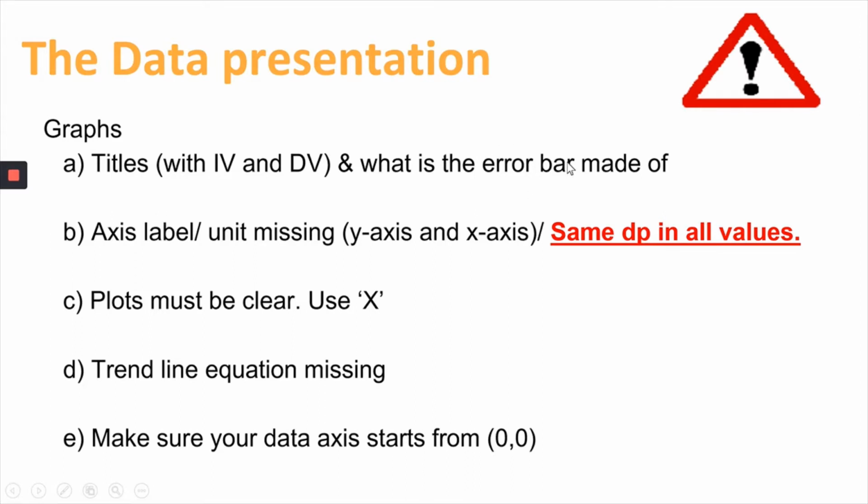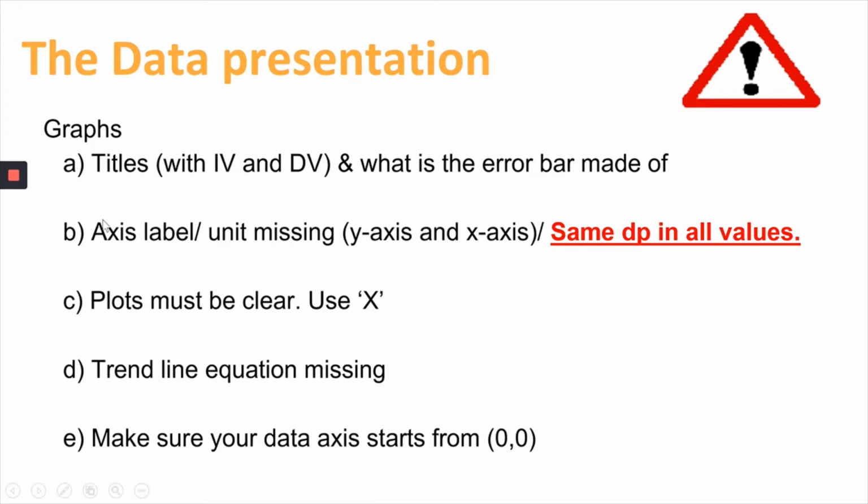In the previous video, we mentioned that there are two types of error bar. One is the SD error bar, and the other is the range error bar. We use the SD error bar when we have 5 repeats per increment, but we use range if we have only about 3 repeats per increment. This is from the examiner report.